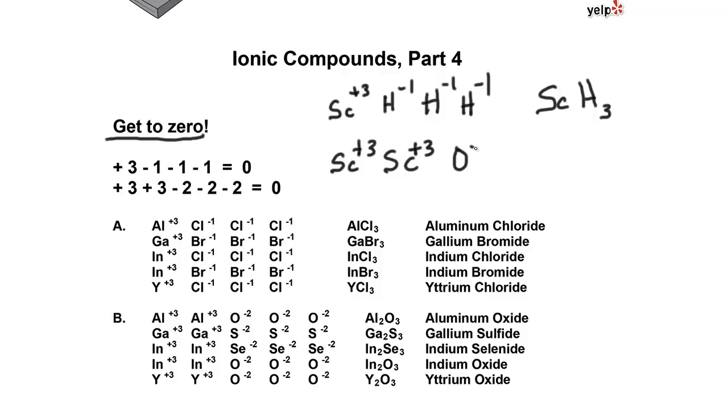O is a -2. Oxide -2. So if I were to put this together using this equation, I would get scandium, and I have 2 of those. And oxide, I have 3 of those. So the name of this compound is scandium oxide.